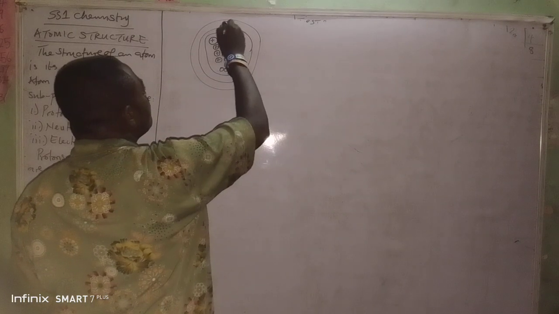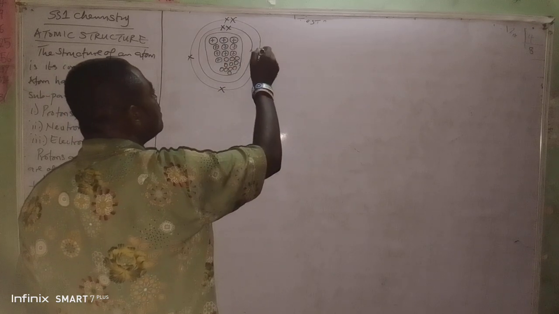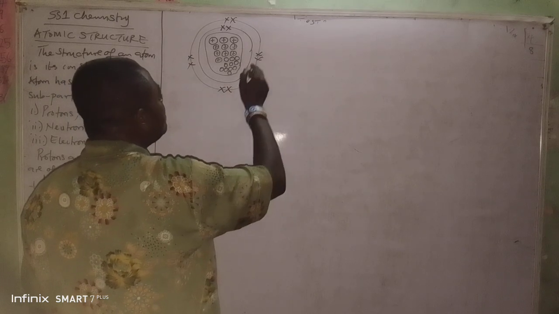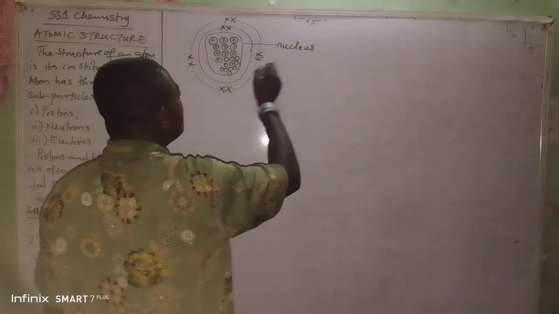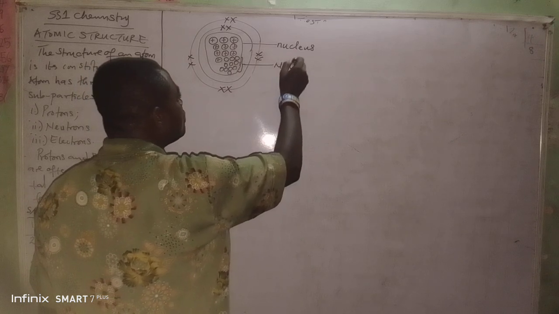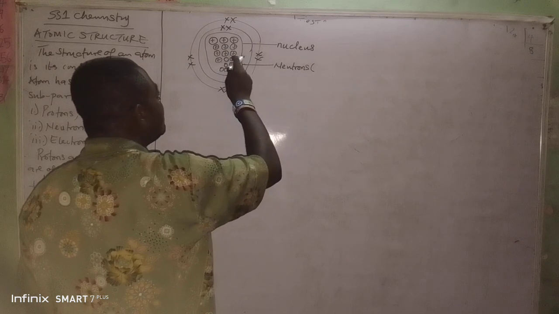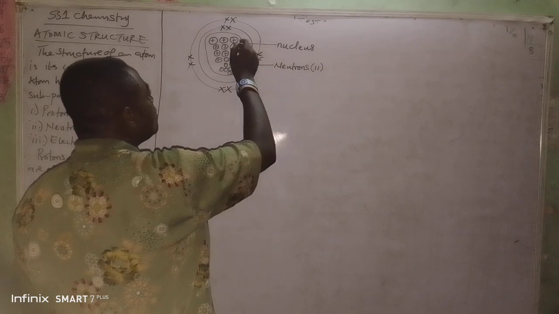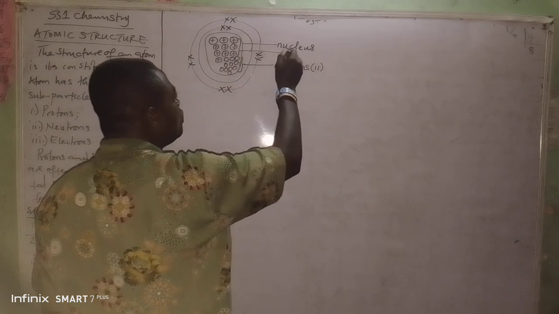Now, 1, 2, 3, 4, 5, 6, 7, 8. So now this is the nucleus. These ones that have no charge, they are the neutrons. How many are they? 1, 2, 3, 4, 5, 6, 7, 8, 9, 10, 11. 11 of them. Then these ones that have charge, that are positively charged, they are the what? The protons.